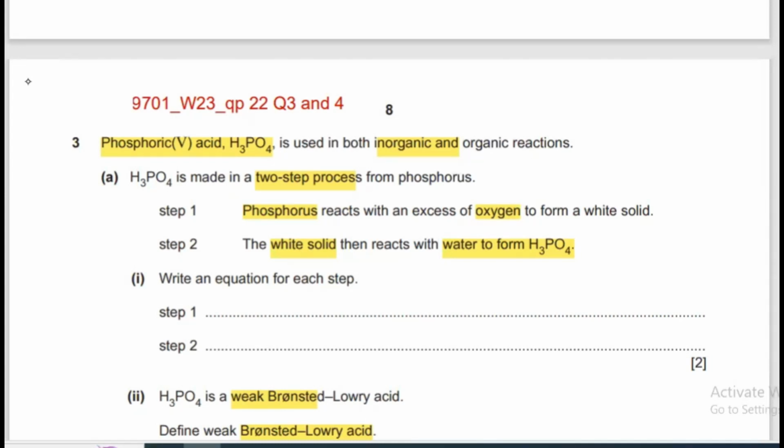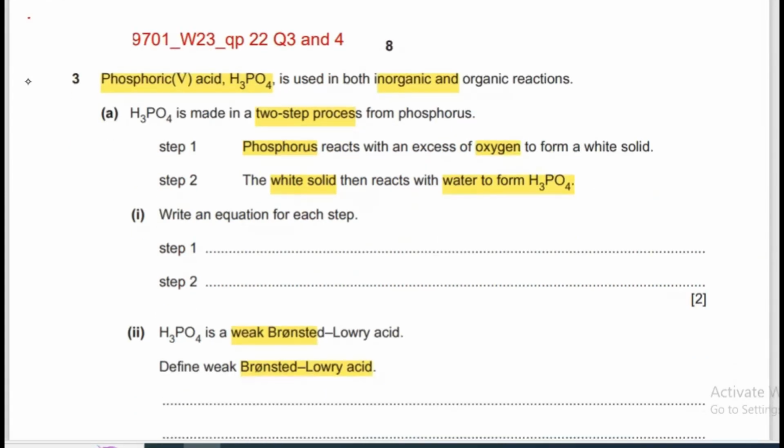According to this question, phosphoric(V) acid, H3PO4, is phosphoric(V) acid because the oxidation state of phosphorus in this acid is +5. So that's why it is phosphoric(V) acid. It is used in both inorganic and organic reactions. H3PO4 is made in a two-step process from phosphorus.